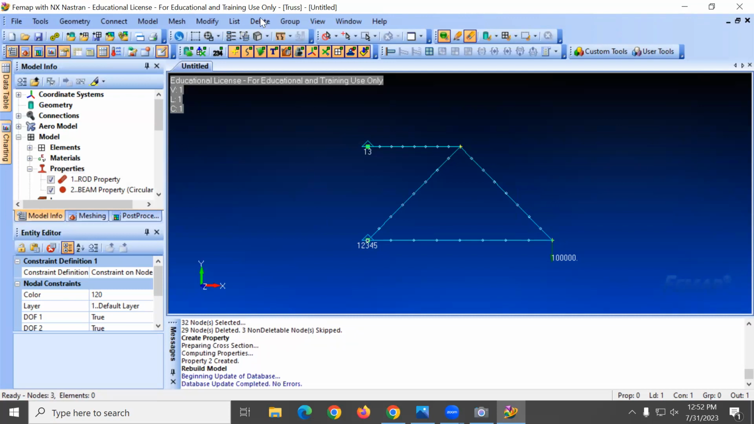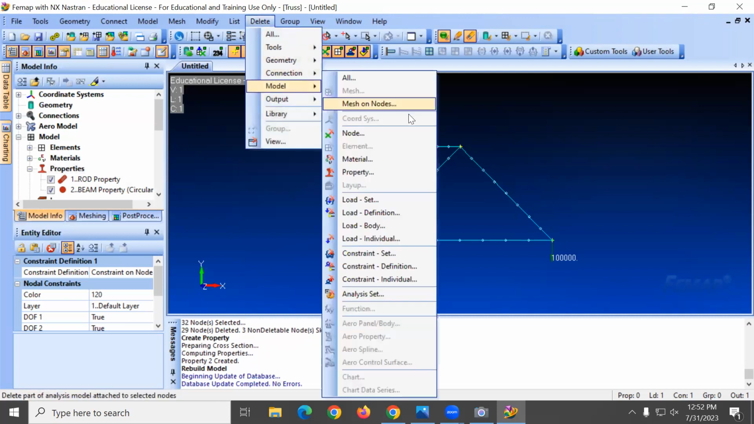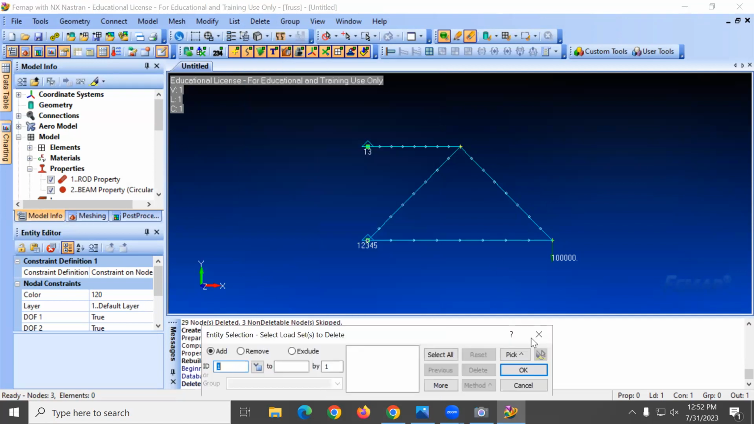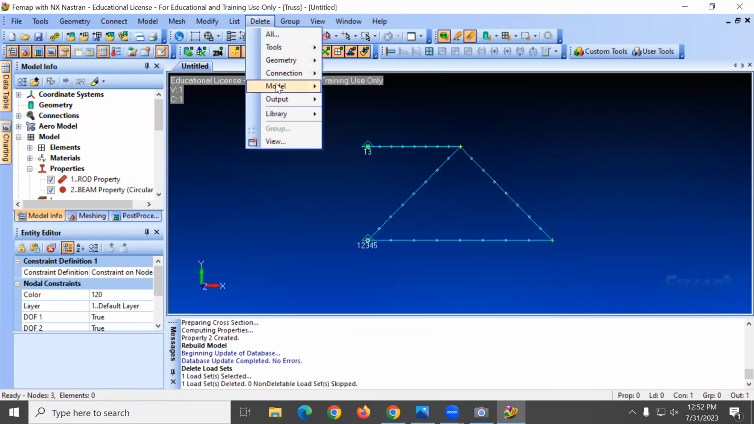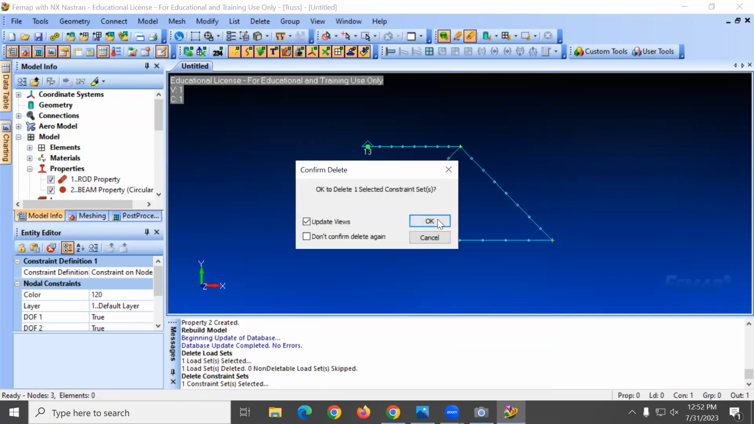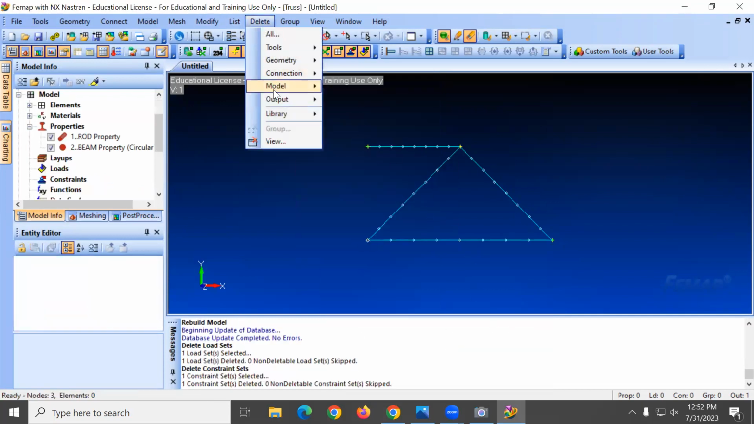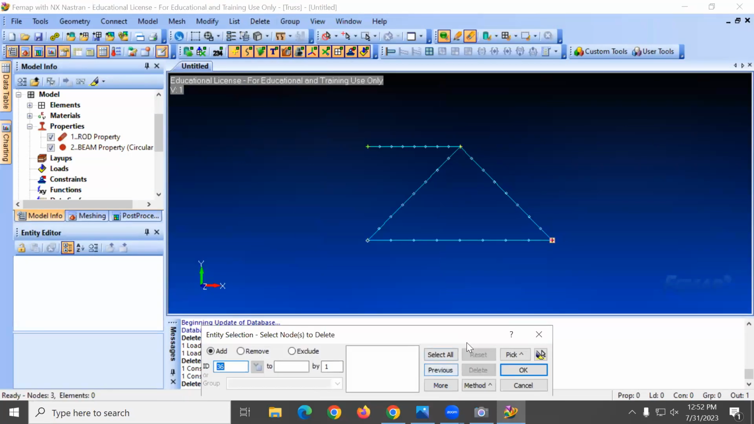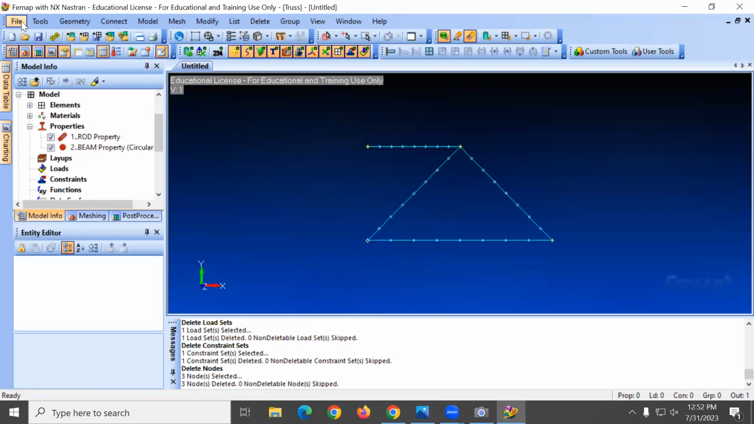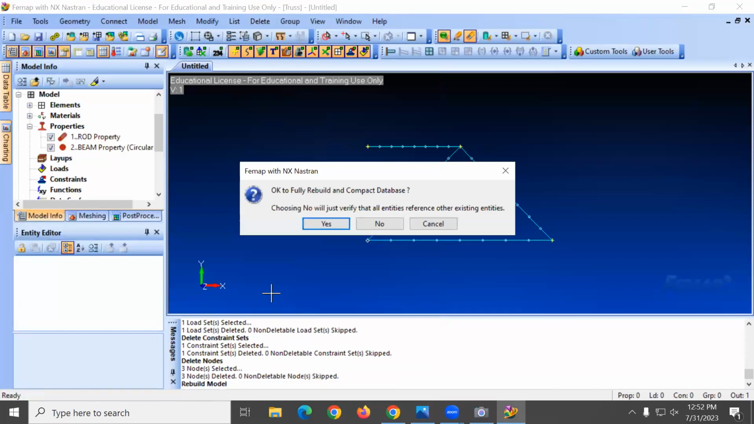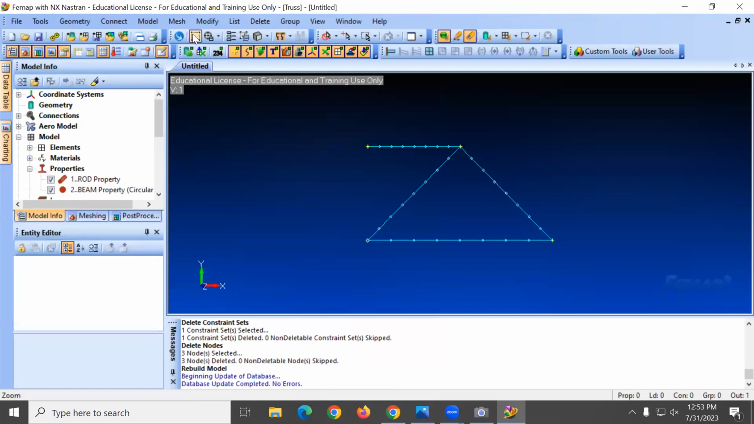Let me delete everything, and that way model, delete load set, select all. Okay, delete model, constraint set, select all. Okay, delete. You see, we have 2 nodes, model nodes, select all. Okay. All right, file, rebuild. Since we have time. Okay, so now mesh, I think, should be there.